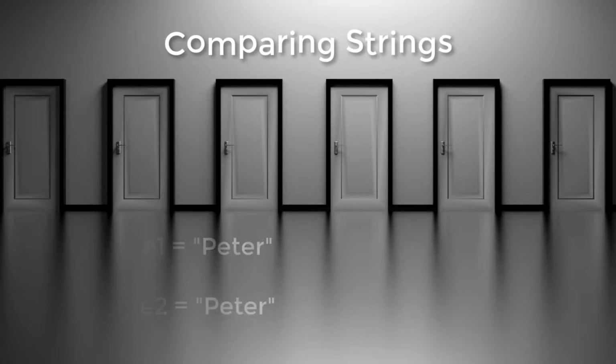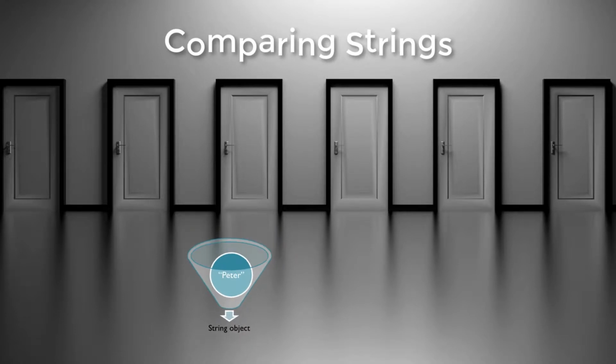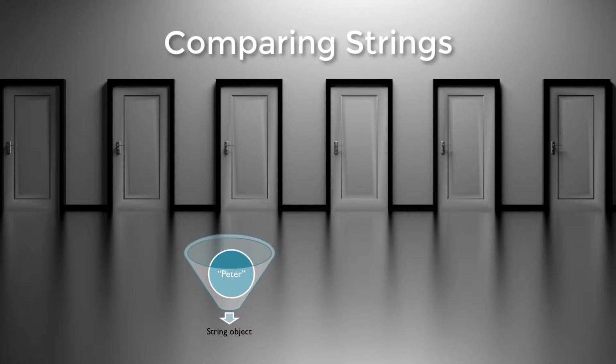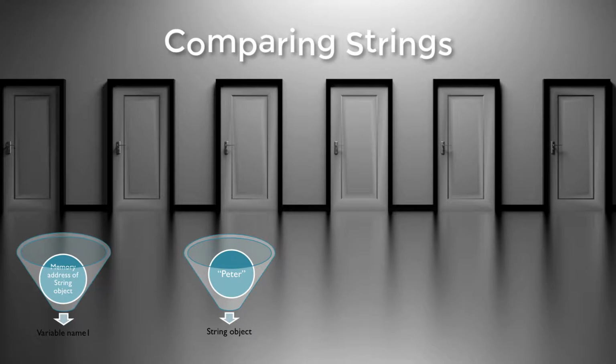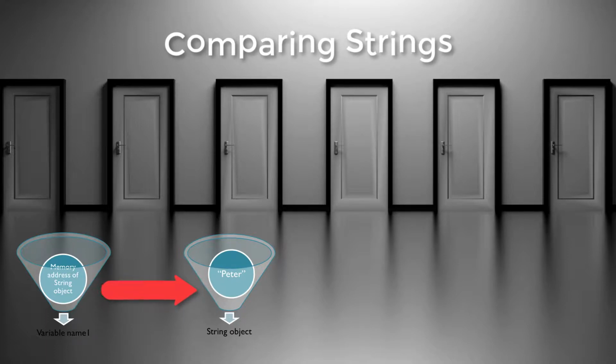Firstly, the string object with the text "Peter" will be created in memory. Then the name1 variable will be created and can store only the memory location of an object of type String or text. In this case, it will store the memory location of the text "Peter", not the text itself. This is where the catch comes in comparing strings.